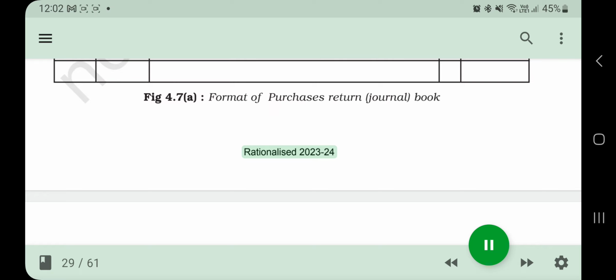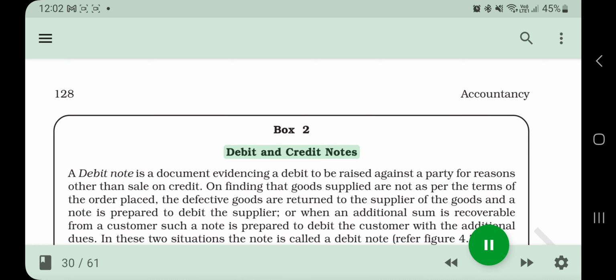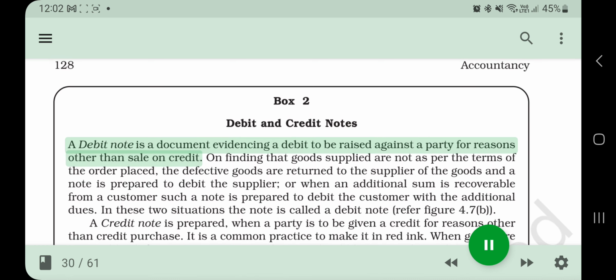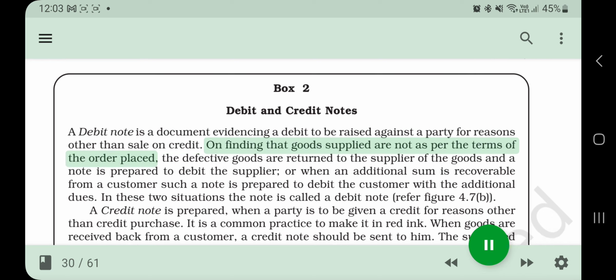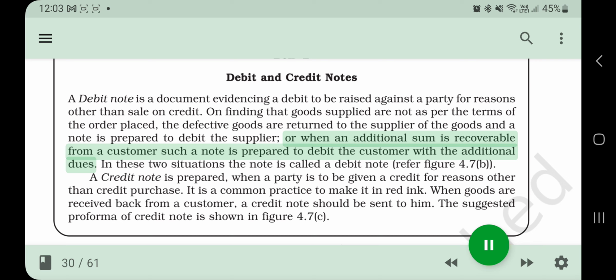Box 2. Debit and credit notes. A debit note is a document evidencing a debit to be raised against a party for reasons other than sale on credit. On finding that goods supplied are not as per the terms of the order placed, the defective goods are returned to the supplier of the goods and a note is prepared to debit the supplier. Or when an additional sum is recoverable from a customer, such a note is prepared to debit the customer with the additional dues.